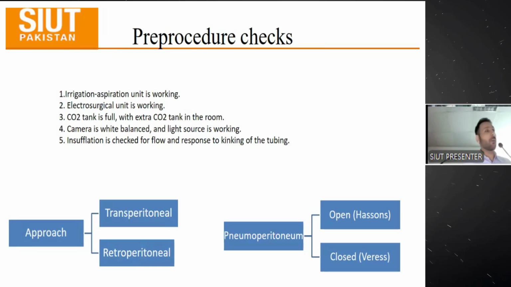The other most important thing is how you approach the patient. If we are talking about renal surgeries, there are two types of approach, the transperitoneal and the retroperitoneal approach. And how you establish the pneumoperitoneum. Is it through the open technique or is it through the closed technique, as I've described before? So now you have decided that you want to go transperitoneal and you want to establish the pneumoperitoneum through an open technique. But how do you place the ports?